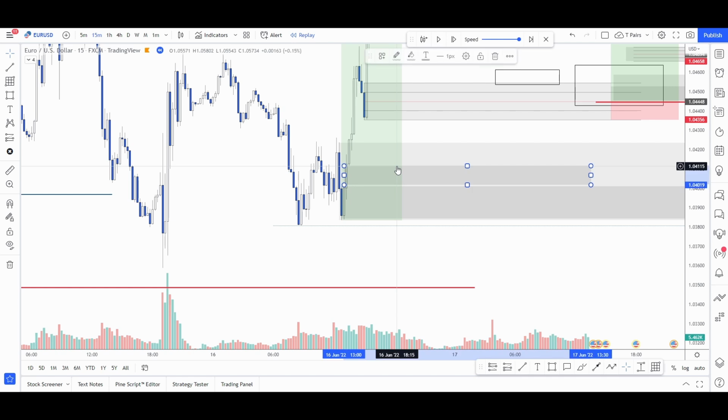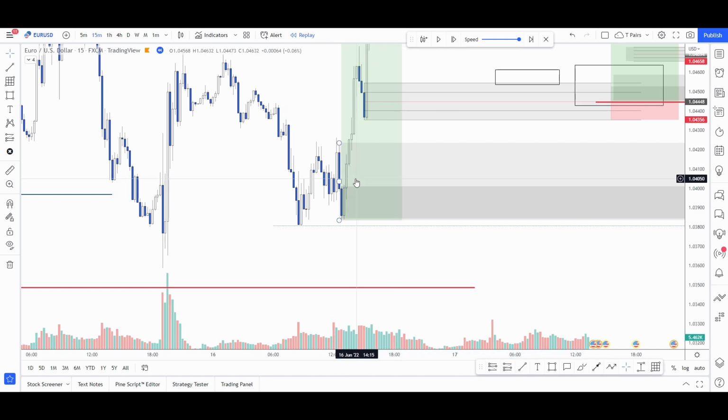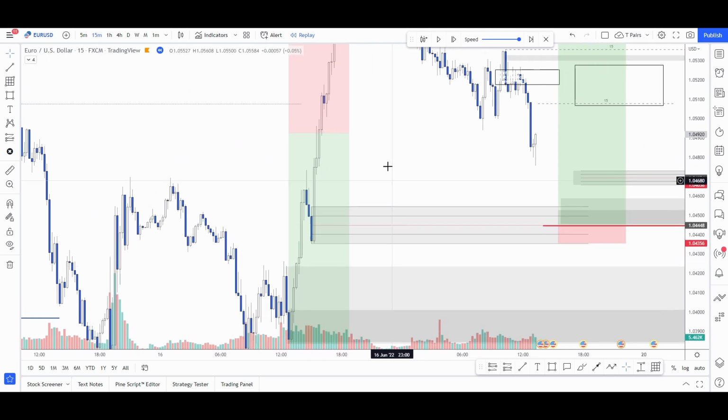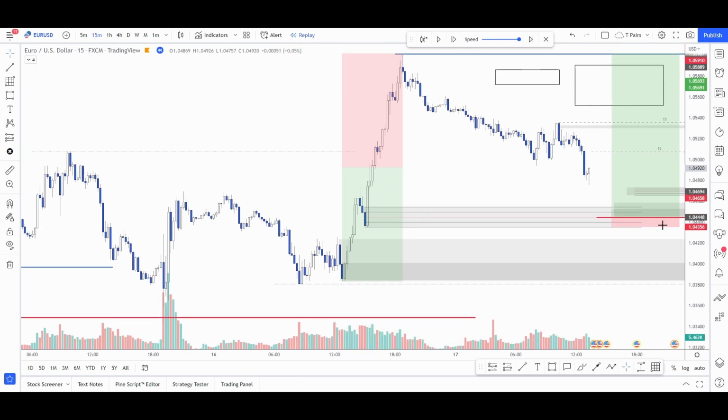Now, with imbalance, I tend to find that it normally comes down to either the 50% mark of the imbalance and shoots off, or it goes straight through into a next order block. And I thought, yeah, that's a nice catchment zone to try and catch an order off of here. Secondly, the last pullback before the break.